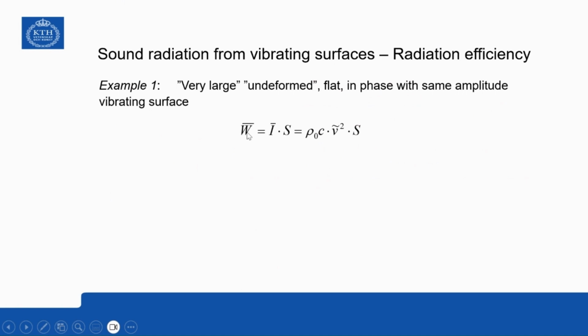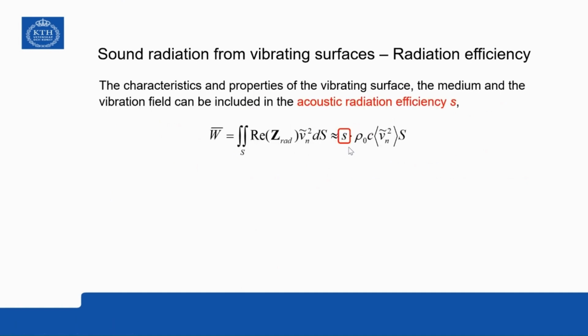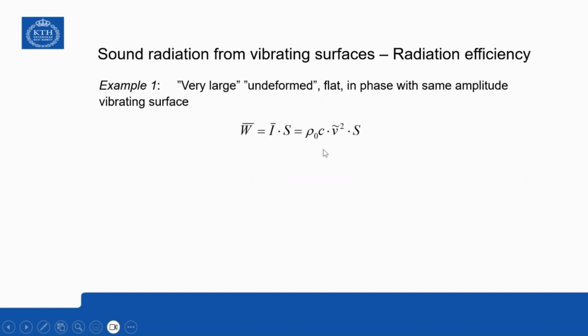So the first example of this is a very, very large, undeformed, flat surface vibrating in phase with the same amplitude. This is the very large piston, as we saw before. And as we saw before, the time average of the radiated acoustic power is this. So in this case, if we compare the expressions here and here, we see that the radiation efficiency is equal to 1. So that is the most simple case.